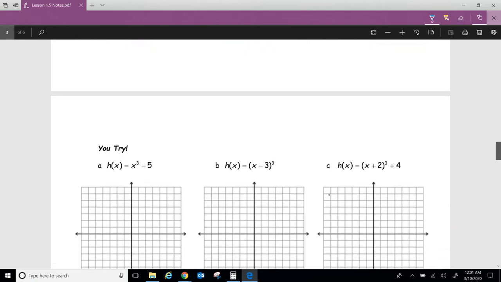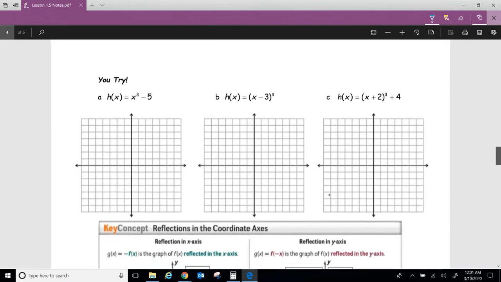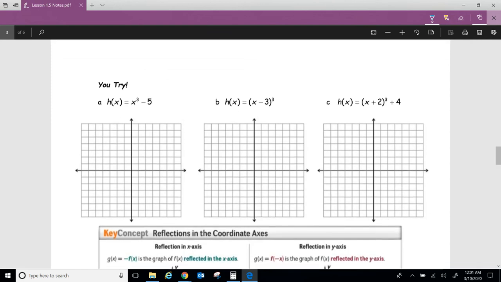All right, go ahead and pause your video, see if you can do these. What's your parent function for this one? I'm not telling you, see if you can figure it out, and pause the video and come back when you think you have it. All right, welcome back.